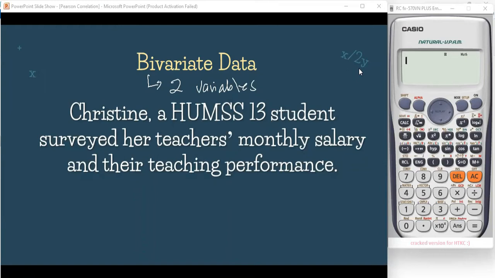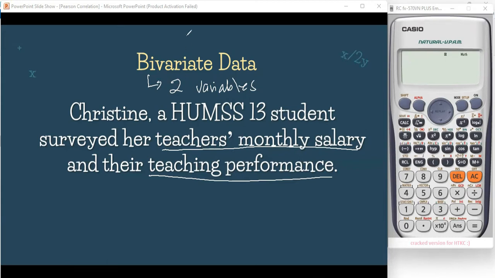Here, my dear students, in this problem, what are the two data or two measures that we have? The ones with numbers here are the monthly salary, which is measured by our currency, and the teaching performance, which is measured by a rating scale. So these are the two variables in this problem.